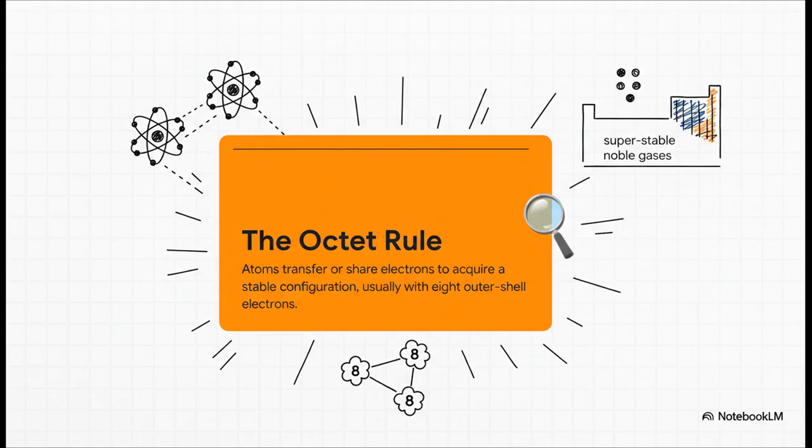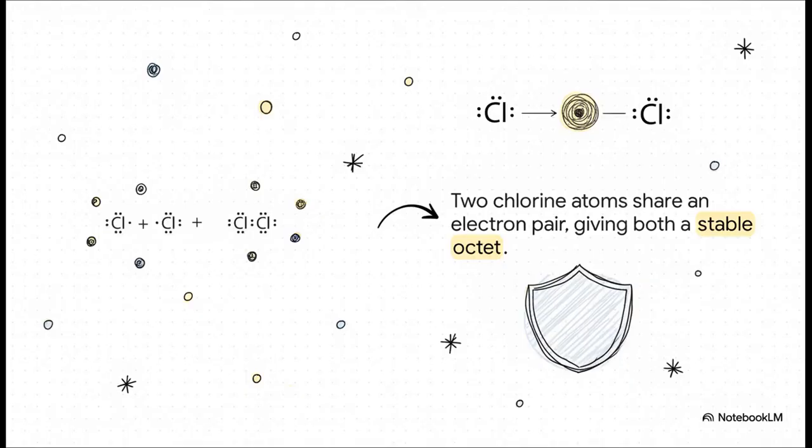The idea is that most atoms are desperate to get 8 electrons in their outer shell. Why 8? Well, that's what the noble gases have, and they are the most stable, unreactive elements out there. They're the cool kids. So this drive to get to 8 electrons is the motivation for pretty much everything we're about to talk about.